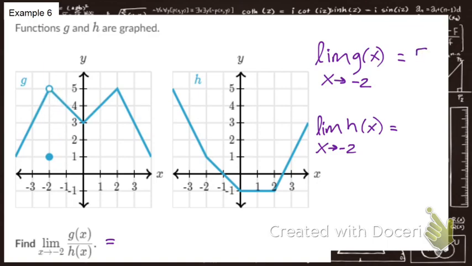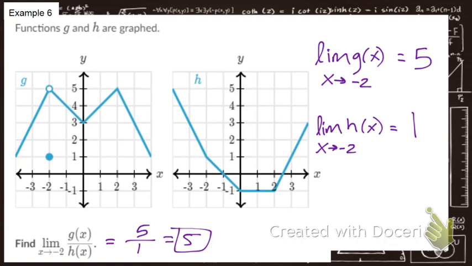What about for the other function, for h of x, the limit as we approach negative 2 was? 1. Perfect. So hopefully you guys filled in the blanks that if I wanted to divide them, g of x divided by h of x would have been 5 divided by 1, which is 5. Beautiful. Questions about number 6?